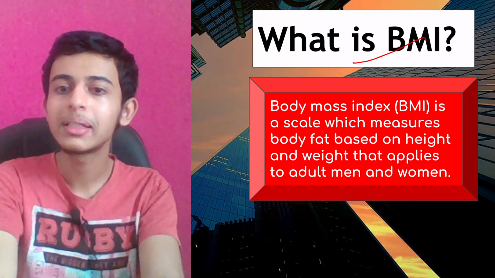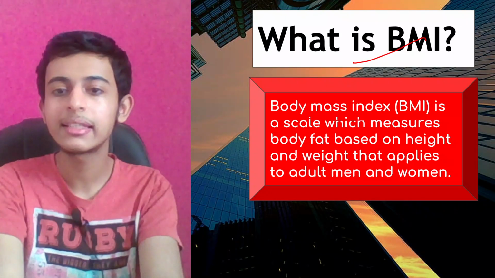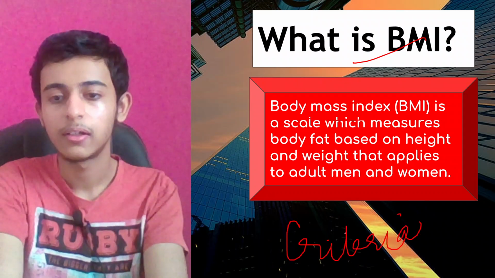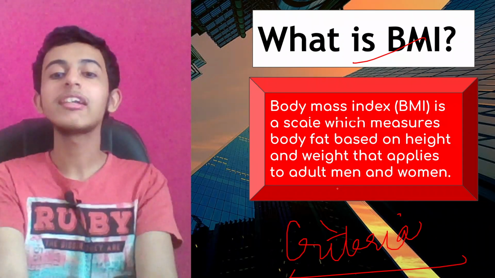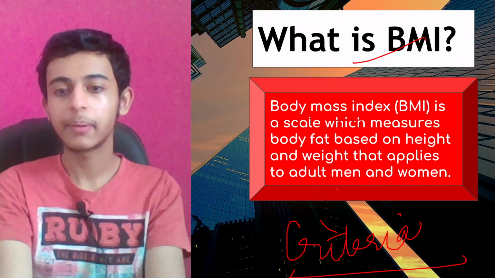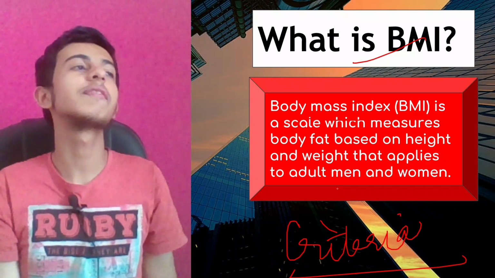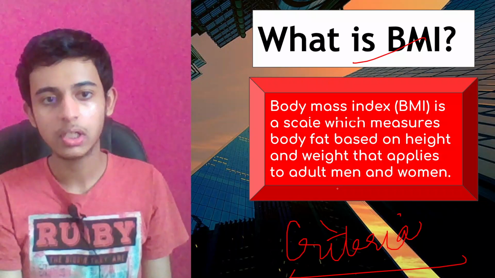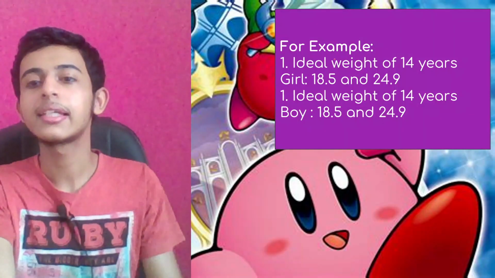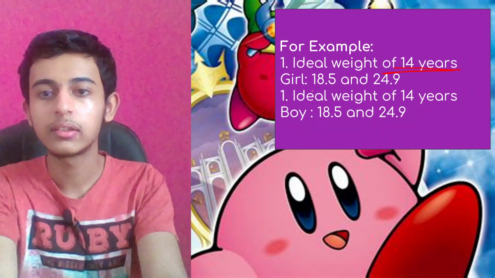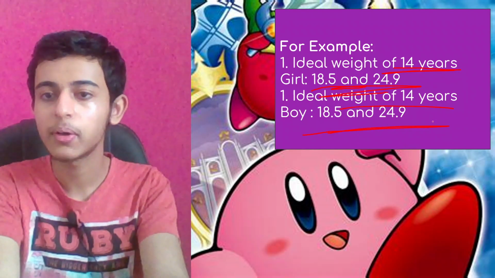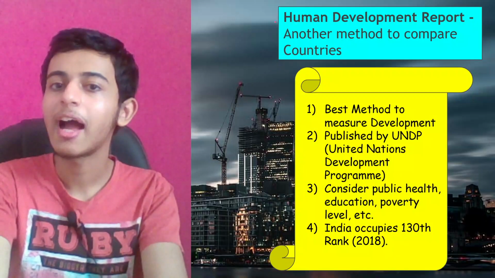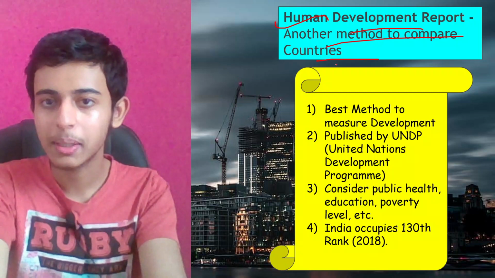Now we are going to talk about the BMI. What is BMI? It is body mass index. It is a scale, basically again a criteria. Okay. It measures body fat based on height and weight and applies to adult men and women. So it gives you the idea whether your height and weight balance is proper or not. Okay. For example, the ideal weight for a 14-year girl is this, and for a 14-year boy is also this, according to the BMI.